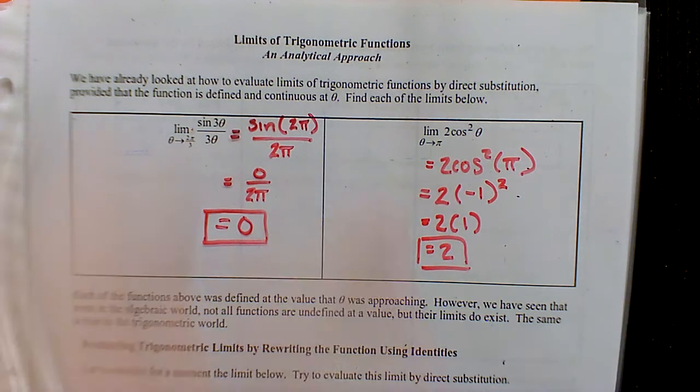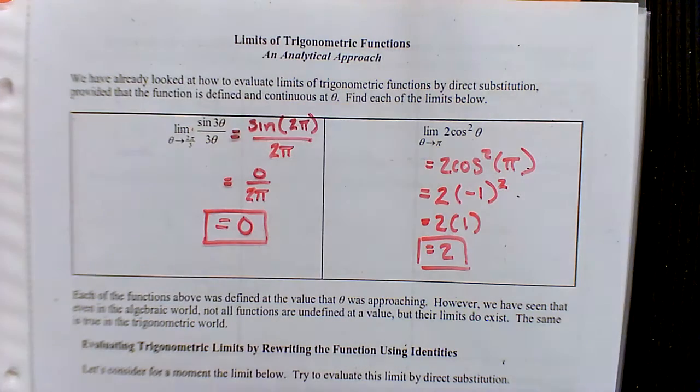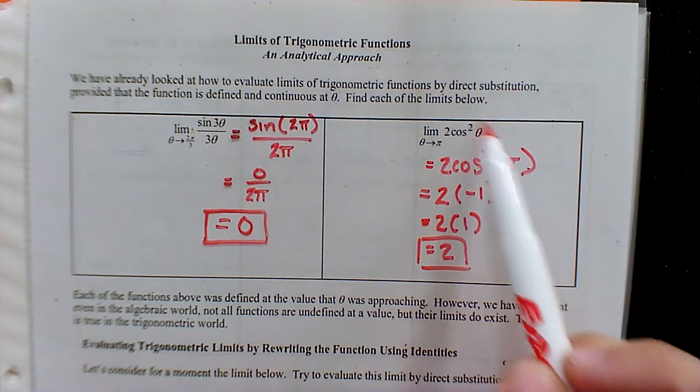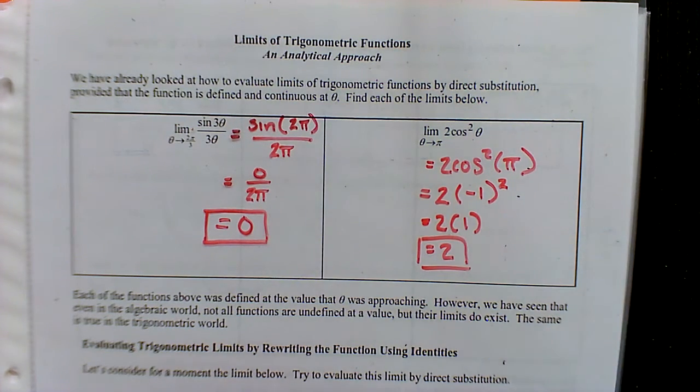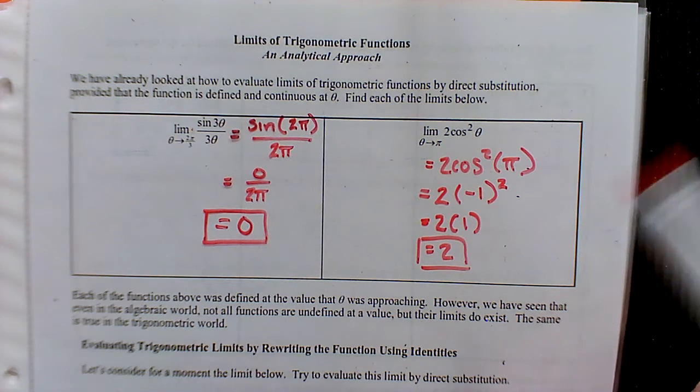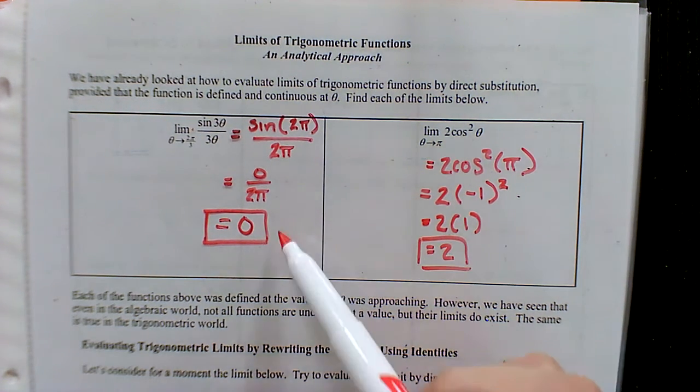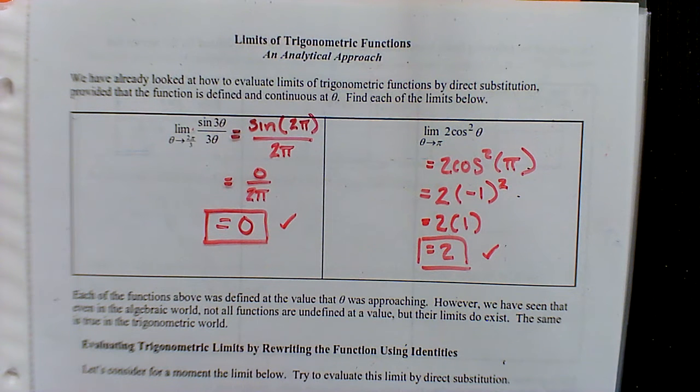Again, graphically speaking, if we approach pi from the left and the right, this graph, whatever it may look like, is approaching a height of 2. Okay, so these were easy trig limits because direct substitution seemed to work. Notice how we got a number as the answer, but we know that might not always be the case. Sometimes we get 0 over 0 or a number over 0. So that's what we're going to take a look at today.